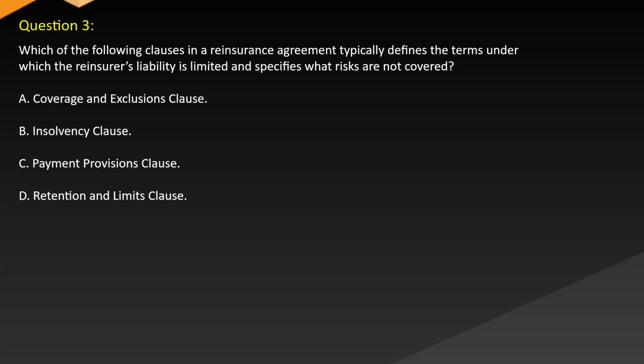Question 3. Which of the following clauses in a reinsurance agreement typically defines the terms under which the reinsurer's liability is limited and specifies what risks are not covered? A. Coverage and exclusions clause. B. Insolvency clause. C. Payment provisions clause. D. Retention and limits clause.